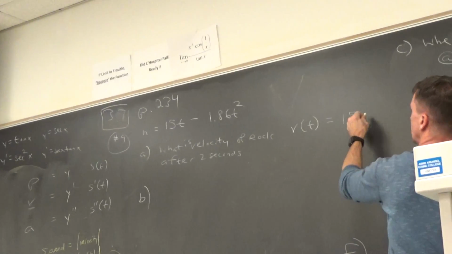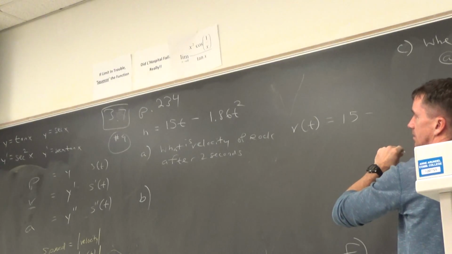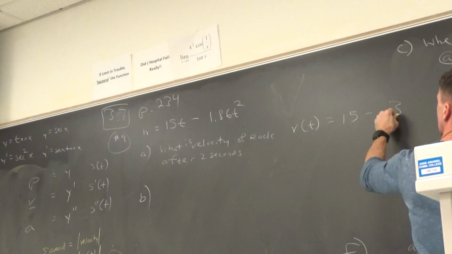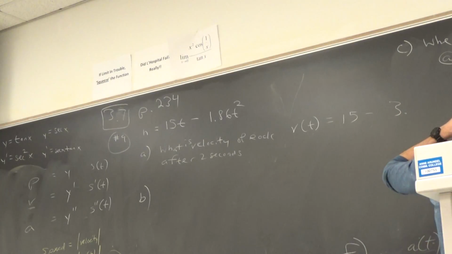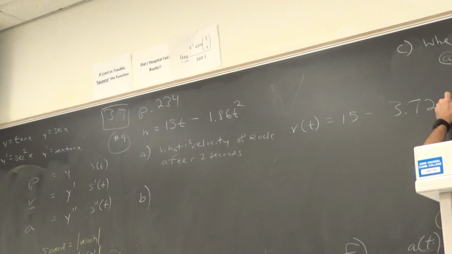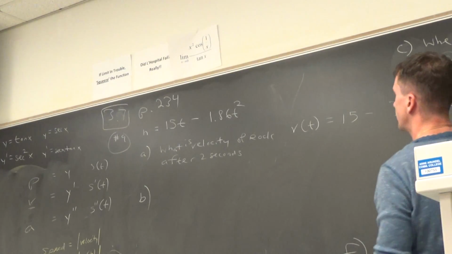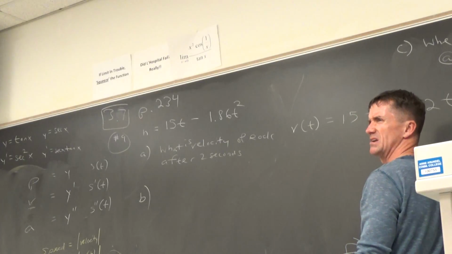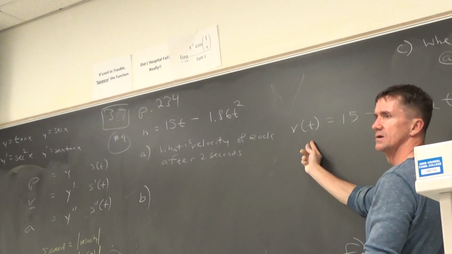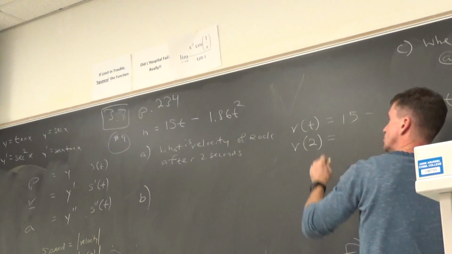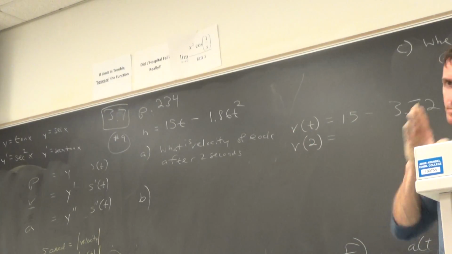And you get 15 minus, what's that derivative? 3 point what? 3.72. Agree? Cool. Now how do you find the velocity at 2? Just plug in 2. And what's good notation? v of 2, or as you said, h prime of 2.